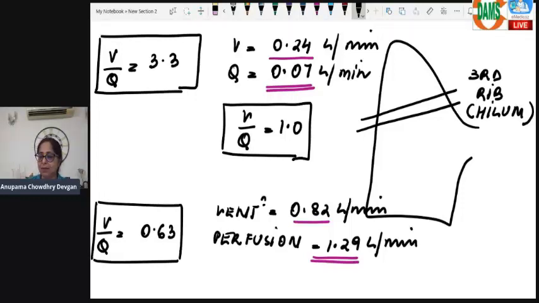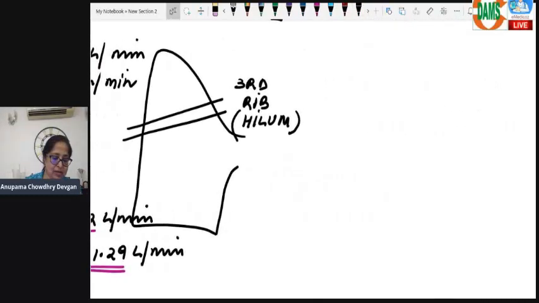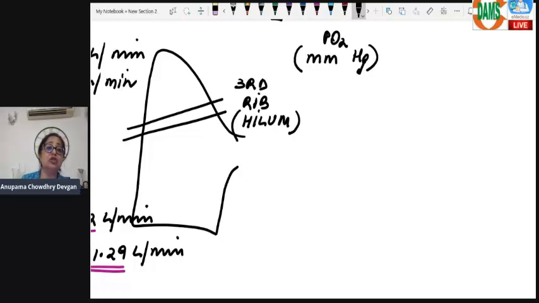Now, if you remember, right at the beginning of this chapter I told you that if the VQ ratio is less than 1, there is going to be incomplete oxygenation of the blood. At the base, the VQ ratio is 0.63. So let's see what happens to the PO2 and the oxygen content. PO2, in millimeters of mercury, please remember, refers to the dissolved oxygen in the plasma. PO2 at the base is 89 millimeters of mercury, and at the apex it is 132, higher at the apex and lesser at the base. Why lesser at the base? VQ ratio less than 1, incomplete oxygenation.